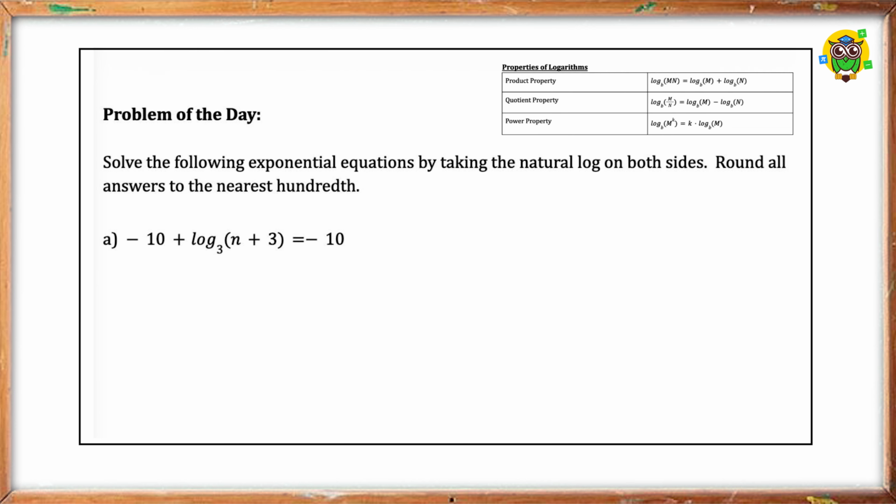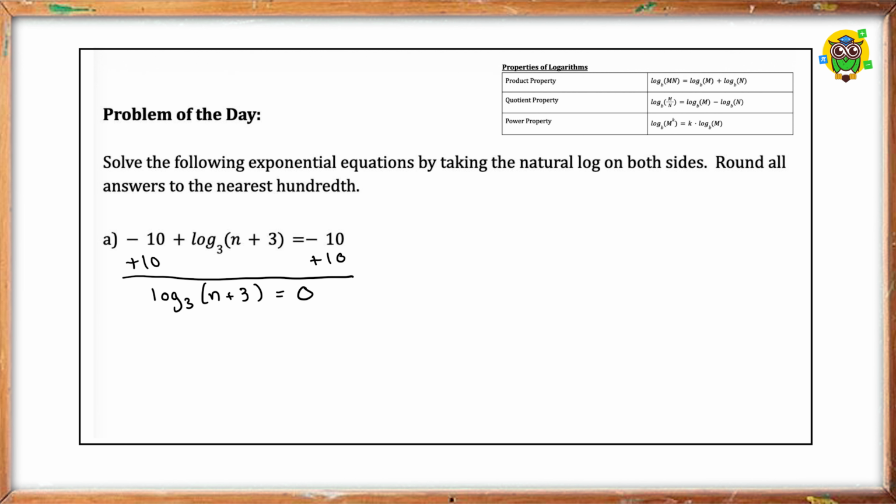We want to start off by combining like terms, so we're going to be adding 10 to both sides of this equation. We're going to rewrite. We now have log base 3 of (n plus 3), and this is equal to 0. We can now use our properties of logs to rewrite this. We have our base of 3 to the power of 0, and this is going to be equal to n plus 3.